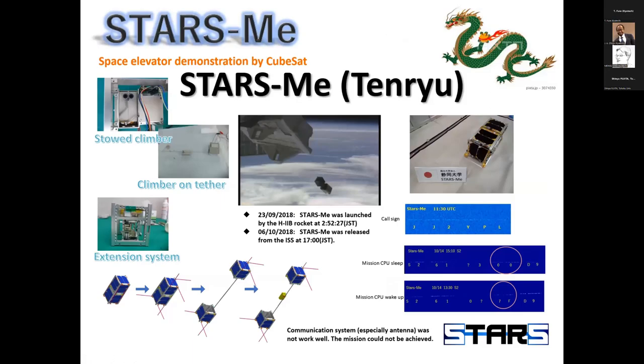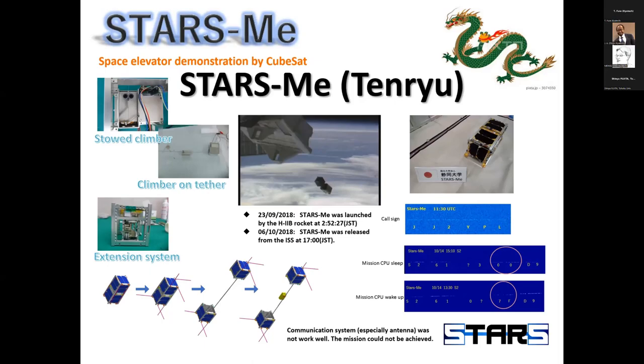And this is STARS ME. This is the third satellite. Also, this satellite was launched in 2018. This satellite was released from the ISS, but the launch date is near to STARS AO.